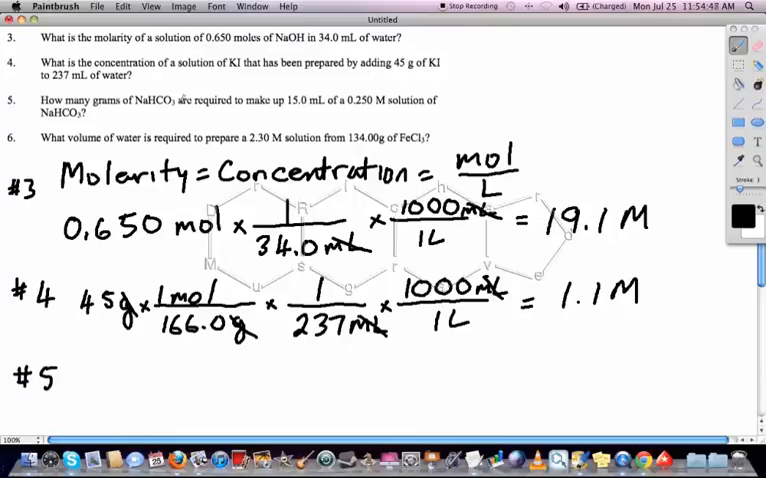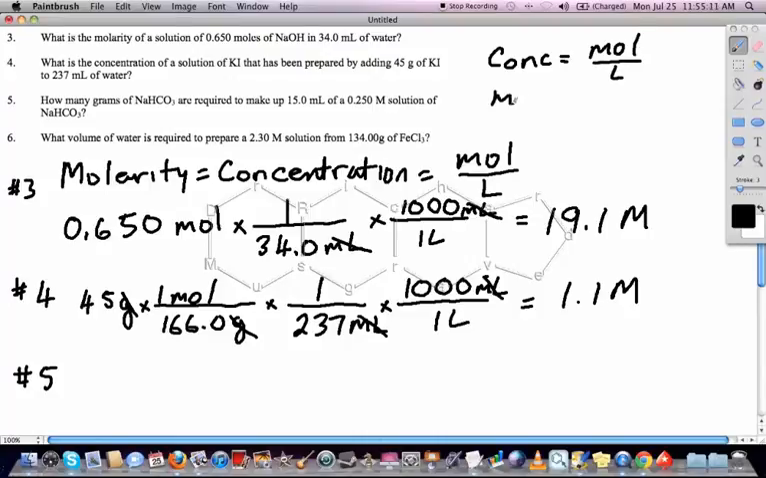How many grams of NaHCO3 are required to make up 15.0 mLs of 0.250 molar solution of NaHCO3? Alright, so we know we need grams, which means that we really need moles. Now we know that concentration is equal to moles per litre.